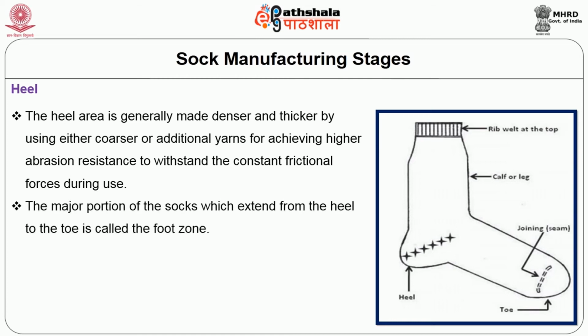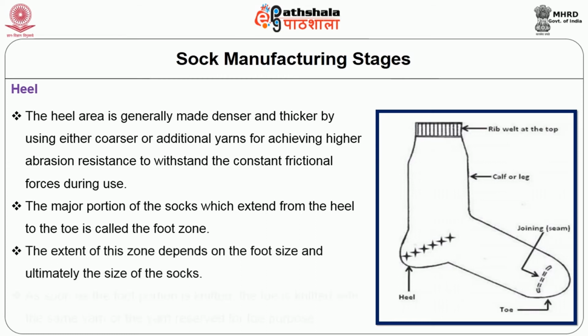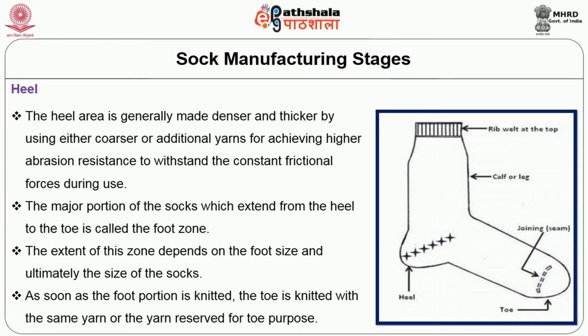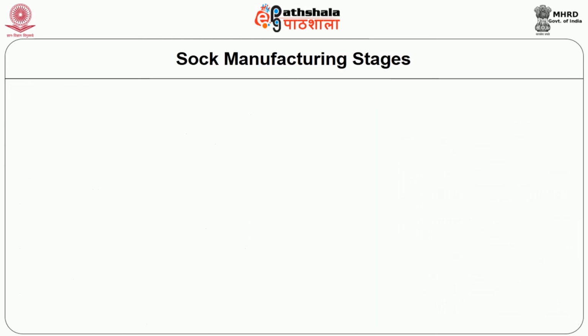The major portion of socks, which extends from heel to toe, is called the foot zone. The extent of this zone depends on foot size and ultimately the size of the sock. As soon as the foot portion is knitted, the toe is knitted with the same yarn or yarn reserved for the toe portion. Production of heel and toe.